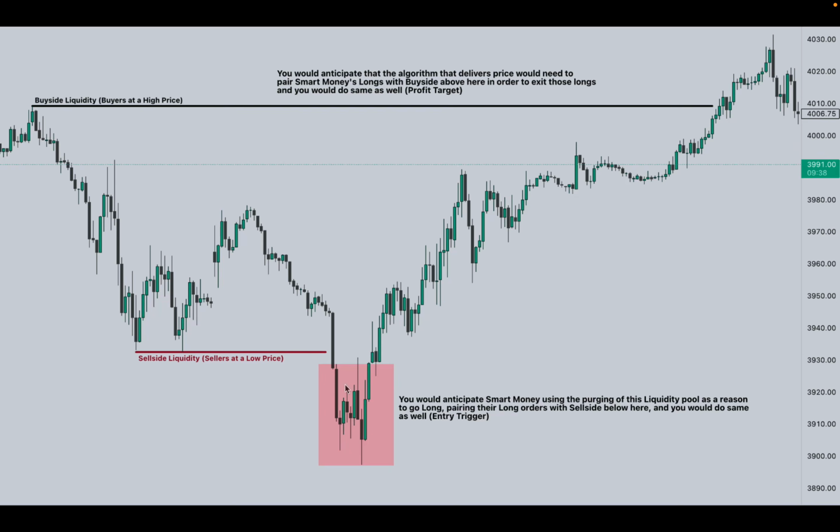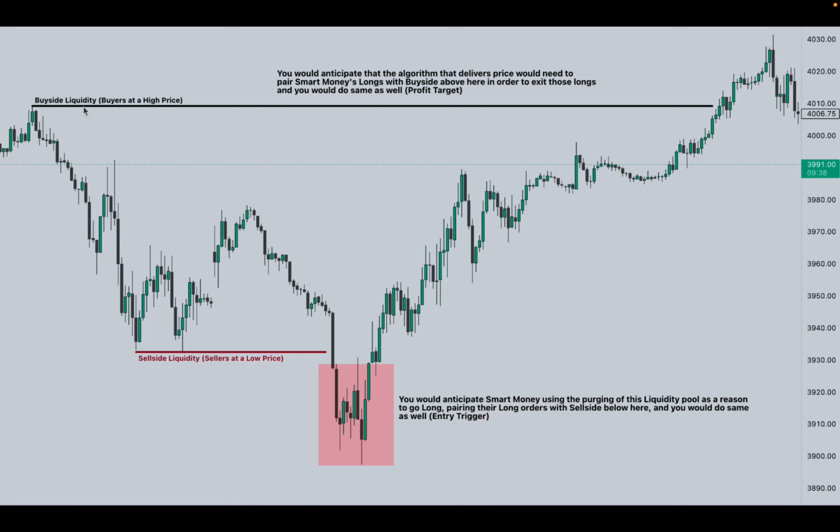Once this liquidity pool is attacked, smart money is able to buy from the sellers that are below this at a low price. So I wrote here, you would anticipate smart money using the purging of this sell side liquidity pool as a reason to go long, pairing their long orders with sell side liquidity below here, and you will do same. In other words, this would be an entry trigger for you.